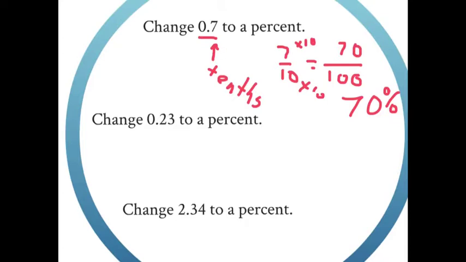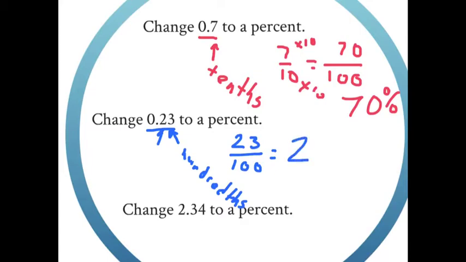Let's try this next one. We've got change 23 hundredths to a percent. So it goes tenths and then hundredths. So this is going to be 23 hundredths, or 23 out of 100. And since it's already out of 100, we can immediately change it to a percent. So this one is 23%.